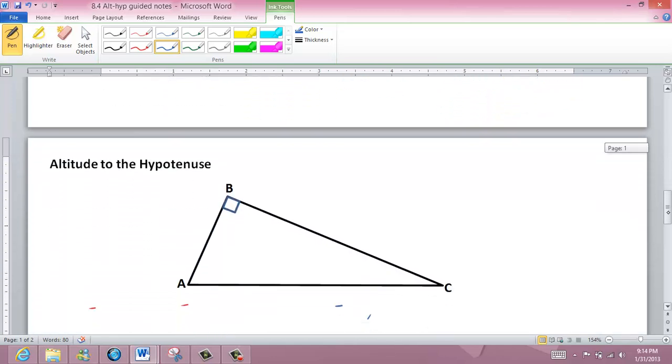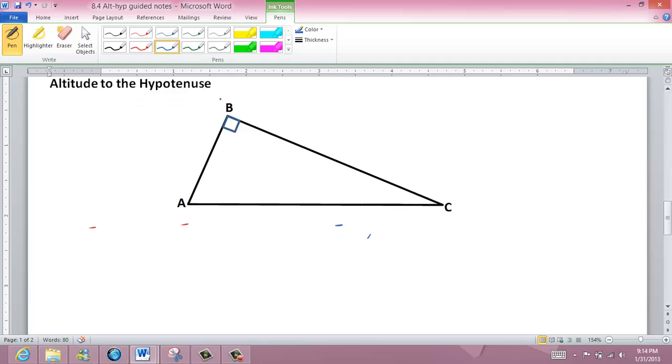Well, let's go and look at this altitude to the hypotenuse theorem. What is in it? What does it mean? Well, if you look here, we have a right triangle drawn here. And in a right triangle, you have to know that the legs make up the right angle. So we're going to call this one leg 1 and this leg 2. Now the longest side, or the side opposite the right angle, is always known as the hypotenuse.